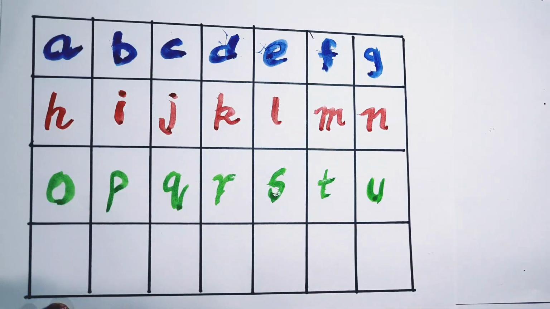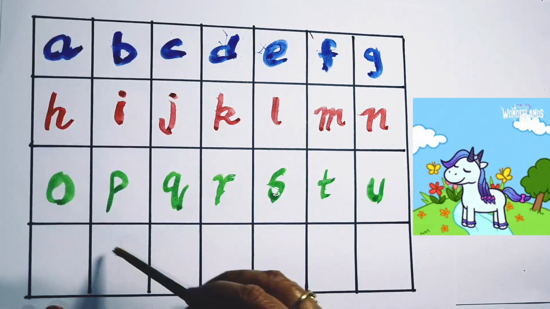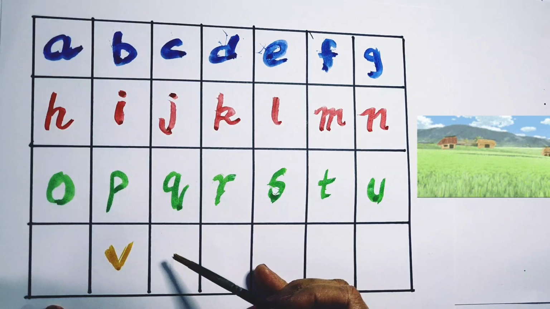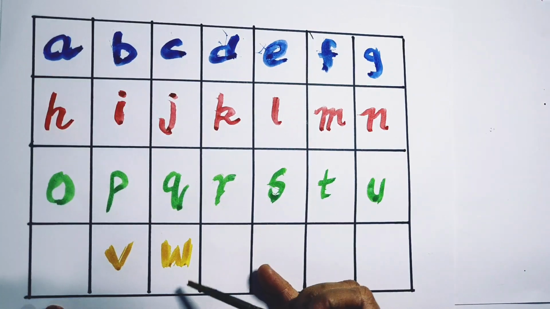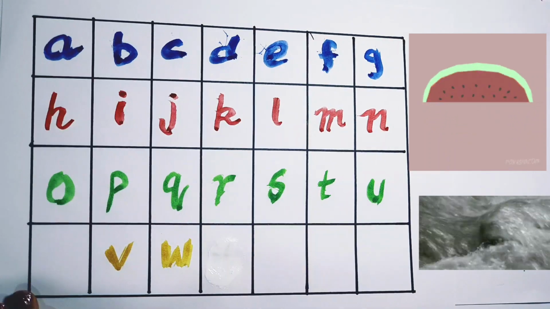U. U for uncle. U for unicorn. V. V for village. V for vanilla. W. W for watermelon. W for water.